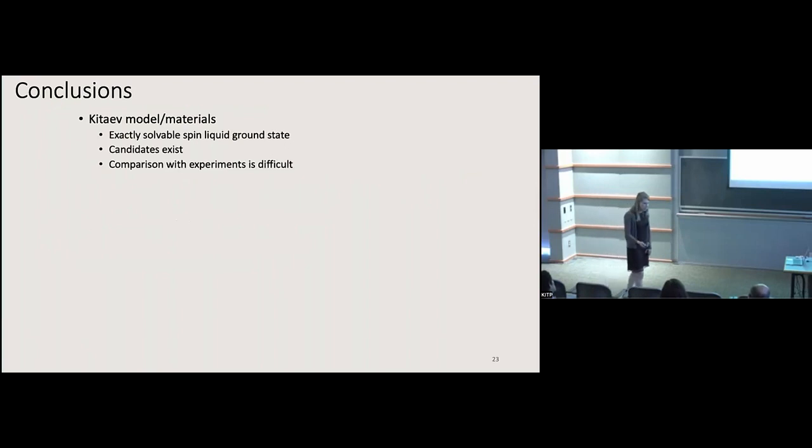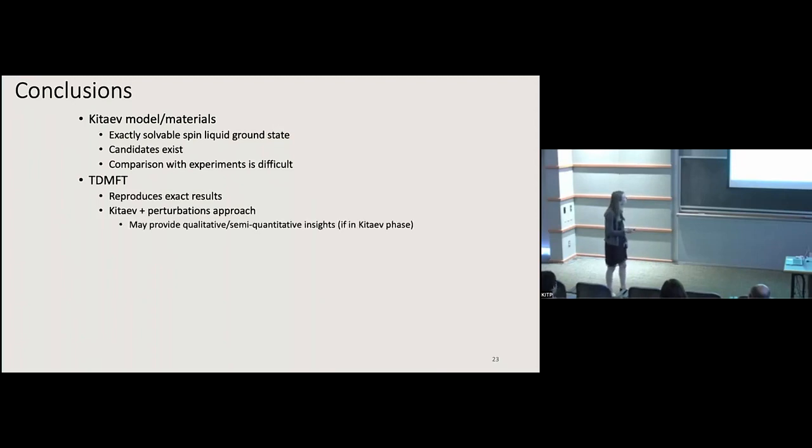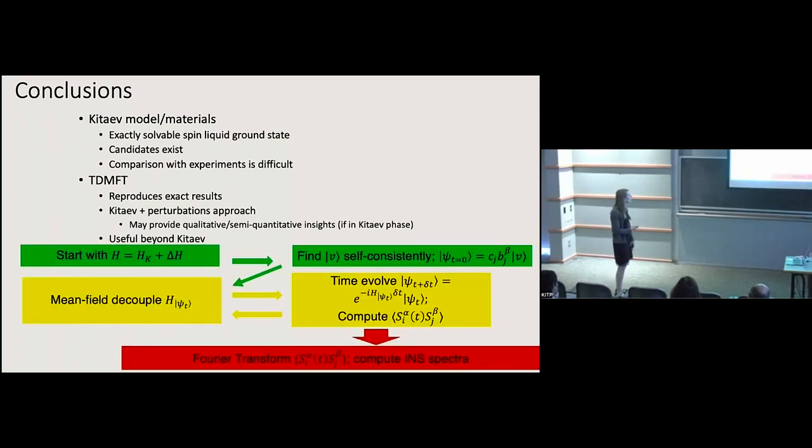We have all these material candidates that we want to look at, but the comparison with the experiment can be quite difficult. But with this model, we can take any small perturbations to the Kitaev Hamiltonian. If you think you're still in the Kitaev phase, then perhaps the mean field theory will remain valid, and then you can compute the inelastic neutron scattering data, for instance, or if there's a different quantity you can compute, we should be able to compute that as well. And then it's not just the Kitaev model, it's an approach that could be used whenever you're trying to apply mean field theory. And with that, I just put this flow chart for the calculation, and that's all I had.